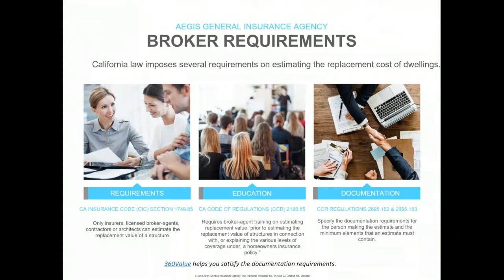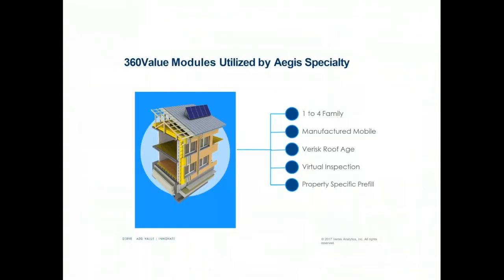And then the third item that's a requirement, again, on you as a licensed professional in California is the documentation. So once you get licensed and you take the course, then you can estimate a replacement value and give it to your client. But when you estimate it and provide that estimate, there are regulations that specify certain elements that must be contained within that estimate. If you use the 360 value tool we have embedded, and when you bind the policy, you'll get that 360 value report. It meets all of the requirements. So if you use that, you're good to go. If you want to provide your own value, which is an option for you, you can do that. Just make sure that the documentation you provide meets those requirements.